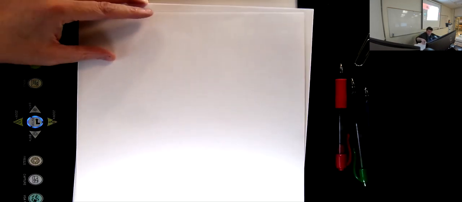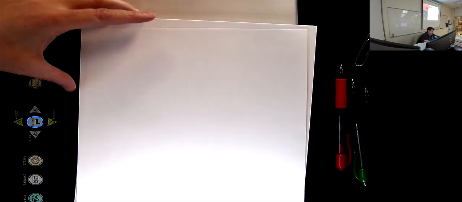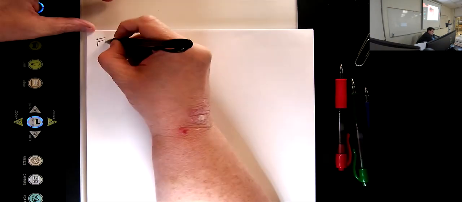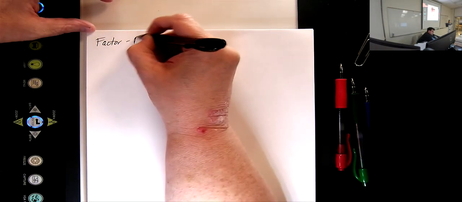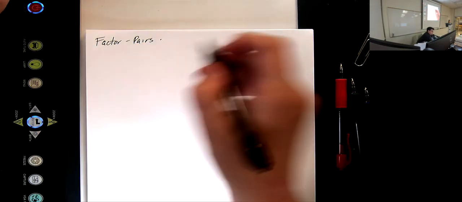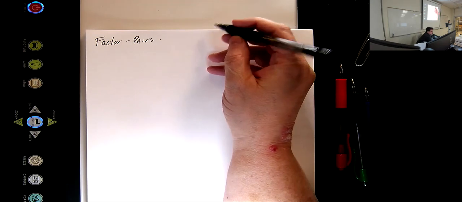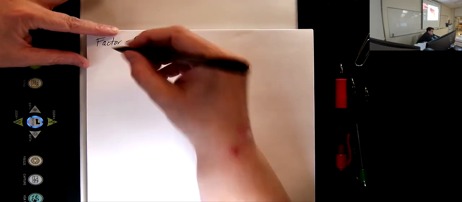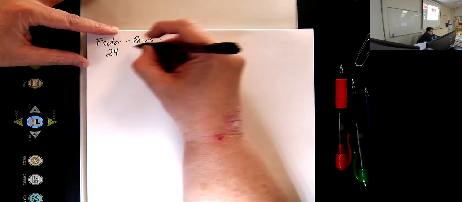So why do we care? We need to do stuff like that a lot when we're finding factors, or we'll call them factor pairs. I think the easiest way to show you what factor pairs are is to use a number and show you a list of them. So, factor pairs of 24.